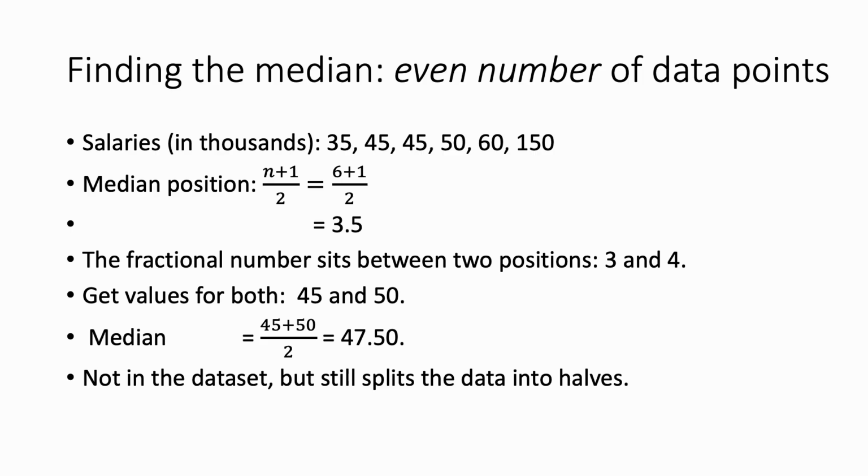That is, it splits the data into 2 halves. If you space out this data and substitute the value 47.5 smack in the middle of the data, there will be 3 data points below it and 3 data points above it. So remember, if the median position turns out to be a decimal number, consider 2 positions.